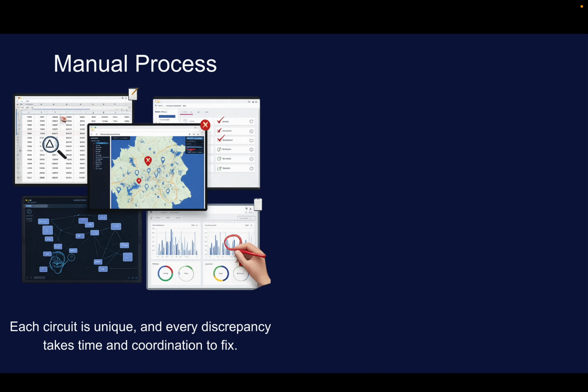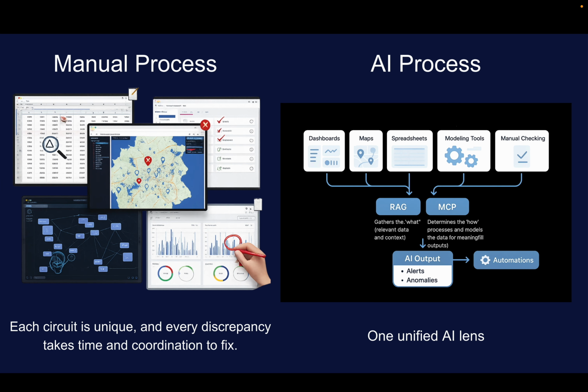Today, every circuit is unique, every discrepancy is manual. Engineers coordinate across teams to verify cable paths, round-trip times, and formulas, losing time and consistency. Latency Lens replaces that manual loop with one unified AI lens that continuously detects, analyzes, and learns. It assesses the what and generates the relevant distilled prompt to use in its reasoning, determines the how by identifying patterns to generate meaningful output.